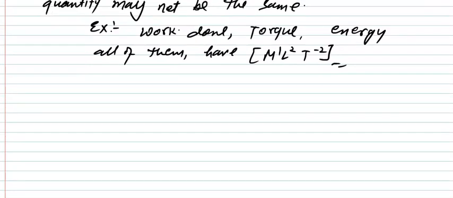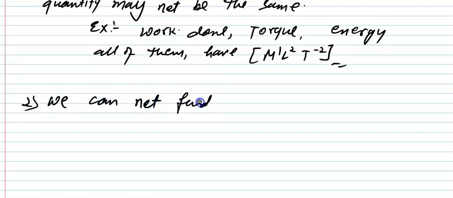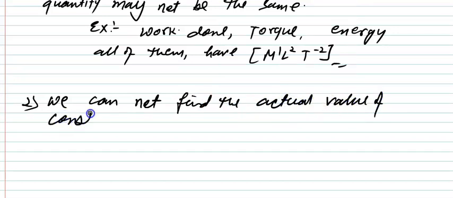Now the second one is we do not have the dimensions of the constant. The second one, we cannot find the actual value of constant in the given formula.